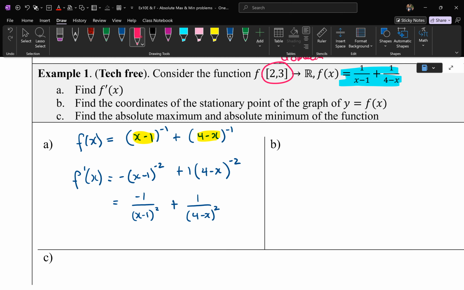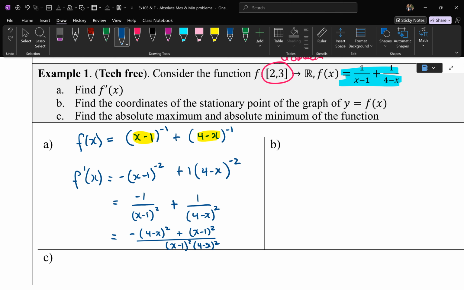What I would do next is combine them as one fraction. The reason is that if you're going to let it equal 0 and then solve, having two terms makes it harder. So I would combine them using the cross method. If I add them all together, that becomes negative of (4 minus x) all squared plus 1 times (x minus 1) all squared, all over (x minus 1) squared times (4 minus x) squared. You don't have to do this, but I think it's going to help you in the next step.